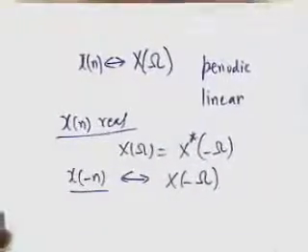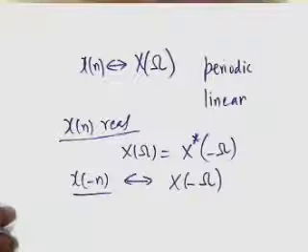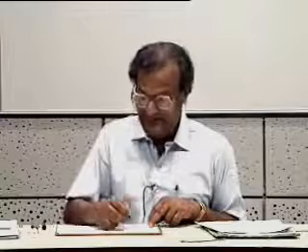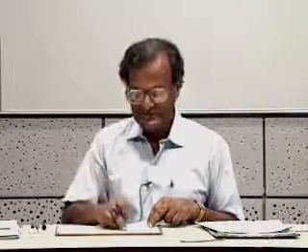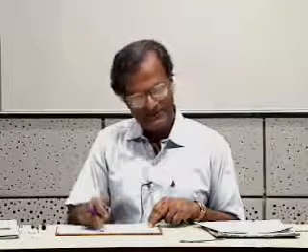Excuse me, is x of n periodic in the first case, or is it any general thing? X of n in the time domain? No, the time domain is not constrained at all. Whether it's periodic or non-periodic, the frequency domain is always periodic, which does create problems.